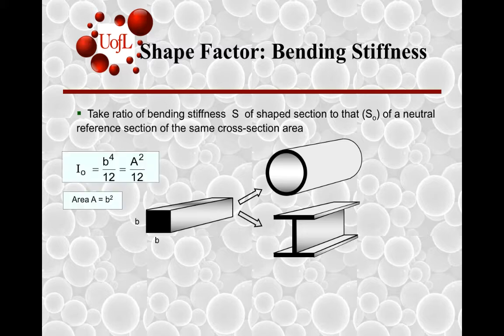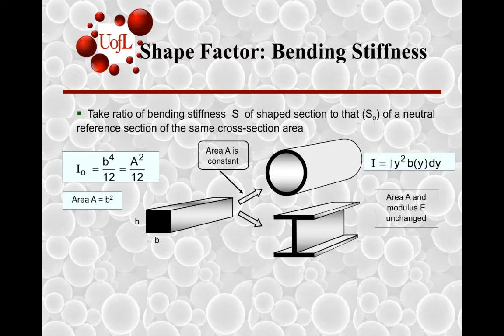So for the square cross section, the second moment or the area moment is defined as b to the power 4 divided by 12, where b is the length of a given side of the square cross section. So the cross sectional area is b square, and so this initial moment of area for the original section, for the square section, is a square divided by 12. Now if you keep area as a constant and transform that square cross section to a new shape, the moment of inertia, or the area moment, second moment, is given by the integral of y square times b times dy, right? So this integral over y.